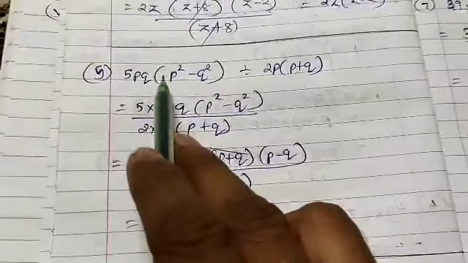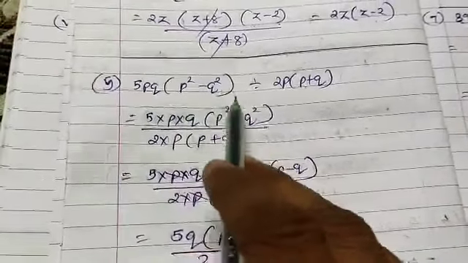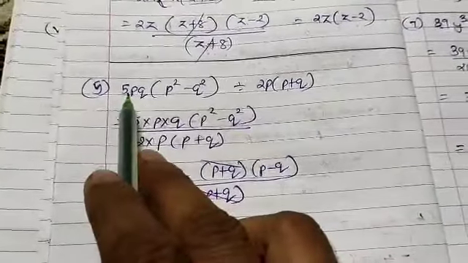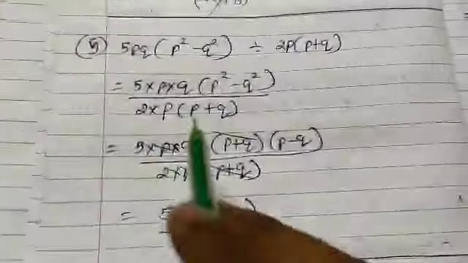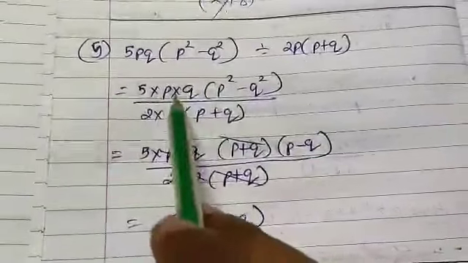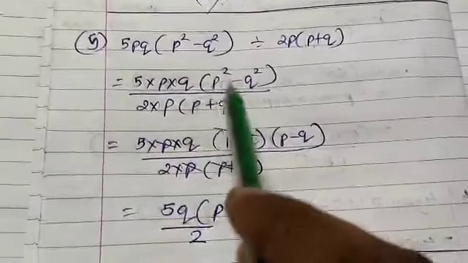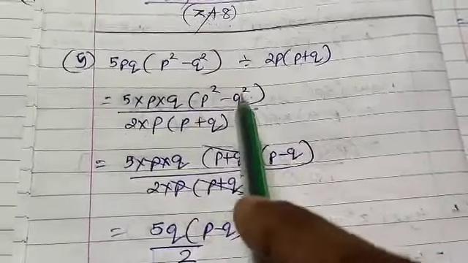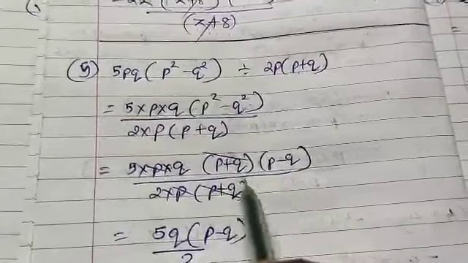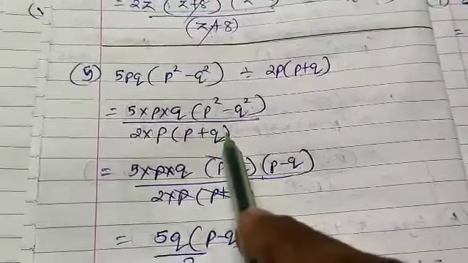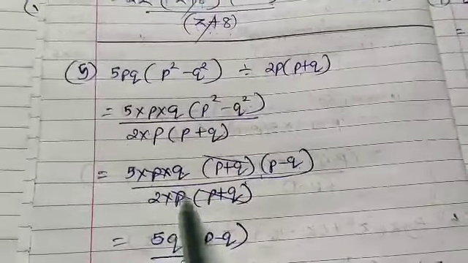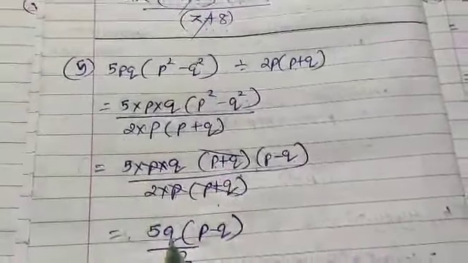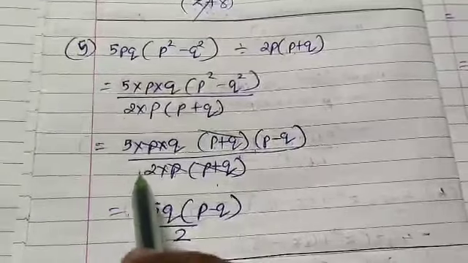Next: 5pq in bracket p square minus q square divided by 2p in bracket p plus q. So find the factor of 5pq, that is 5 into p into q, divided by 2 into p. Now see p square minus q square. Here we will apply the identity: p square minus q square is p plus q and p minus q, divided by p plus q. Now whatever is possible to cancel: p and p will get cancelled, p plus q will get cancelled. So what is left? 5 into q in bracket p minus q, divided by 2.